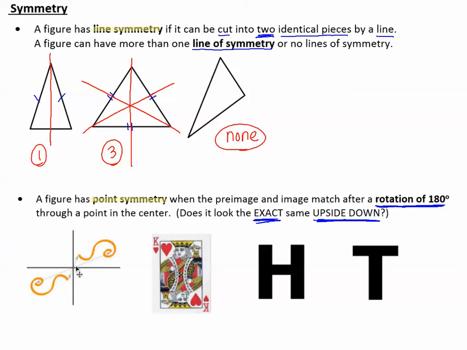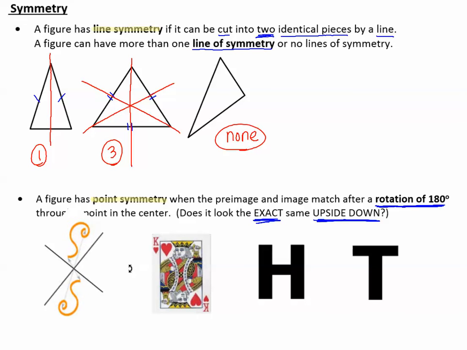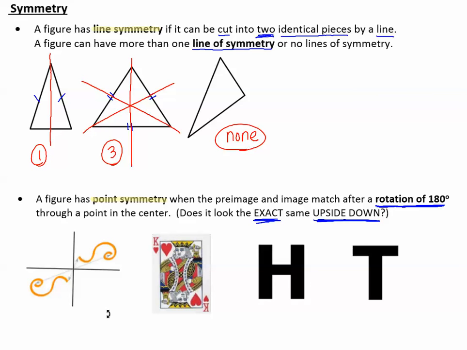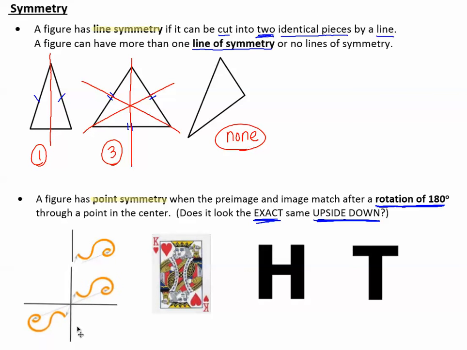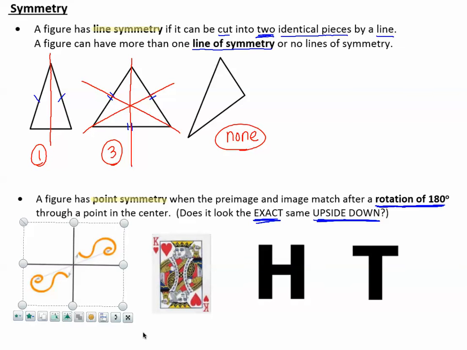So for the first figure, keep an eye on what the top part of the figure is. I'm going to rotate this figure first 90 degrees and then 180 degrees, and now it's completely upside down. Does it look exactly the same as when it started? Well, let me move this over and you can see, yep, it does look exactly the same as when it started. So this figure does have point symmetry.